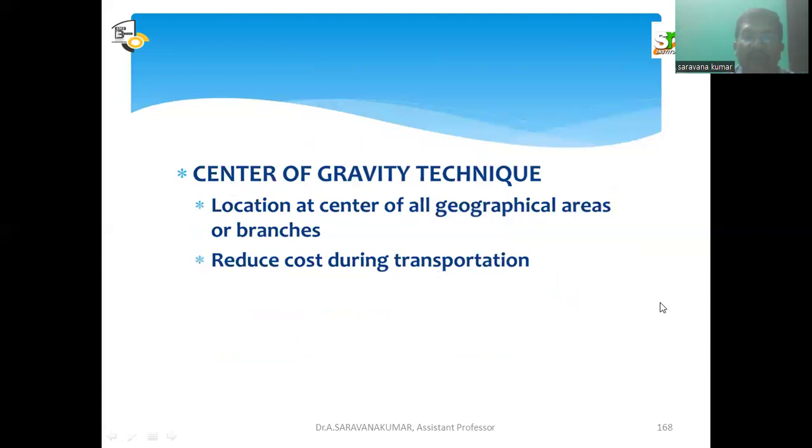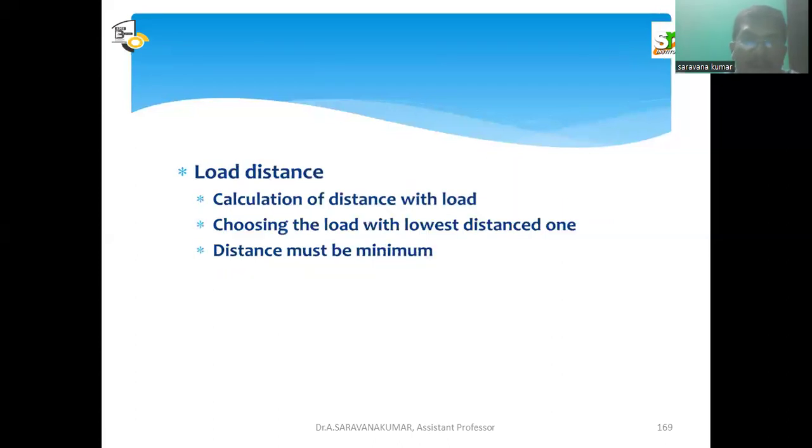So, center of gravity technique: location at the center of all geographical areas or branches, to reduce cost during transportation. For example, in Coimbatore, Fun Mall or Prozone Mall is at the center of gravity. That's a central place, so we have to access it easily. Then load distance: calculation of distance with load, choosing the location with the lowest distance, distance must be minimum.